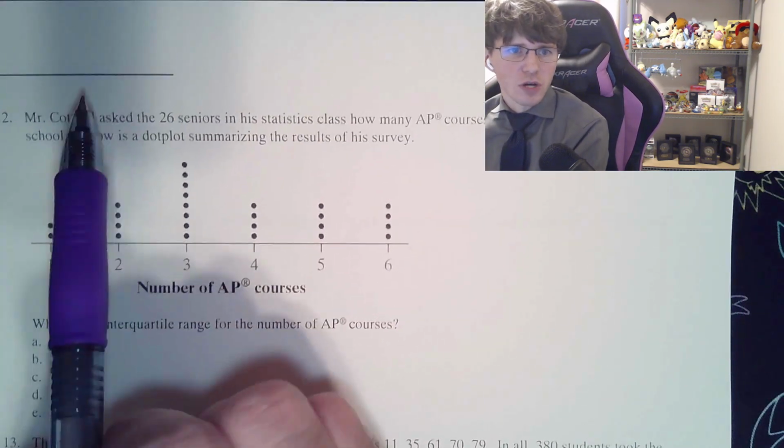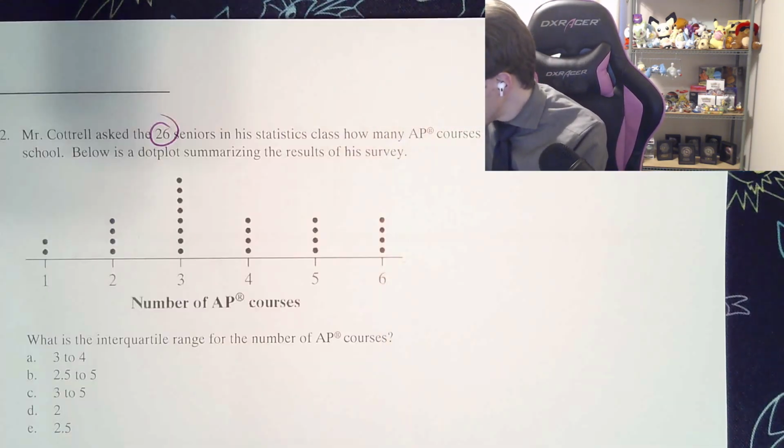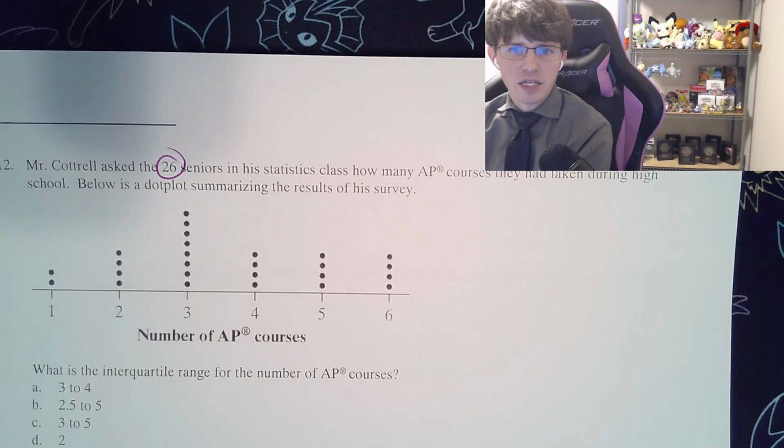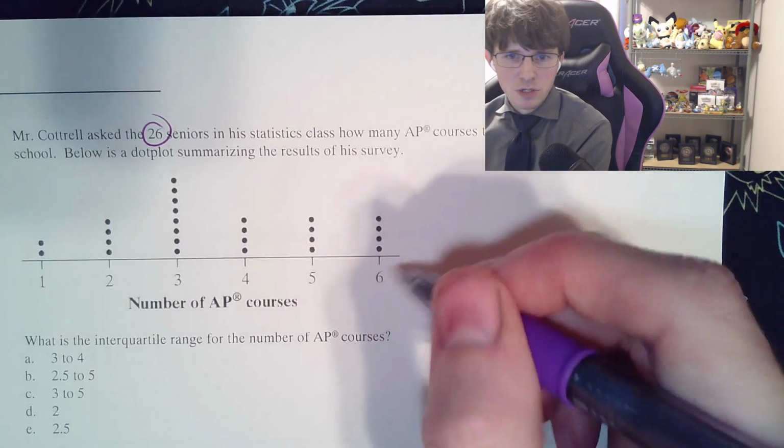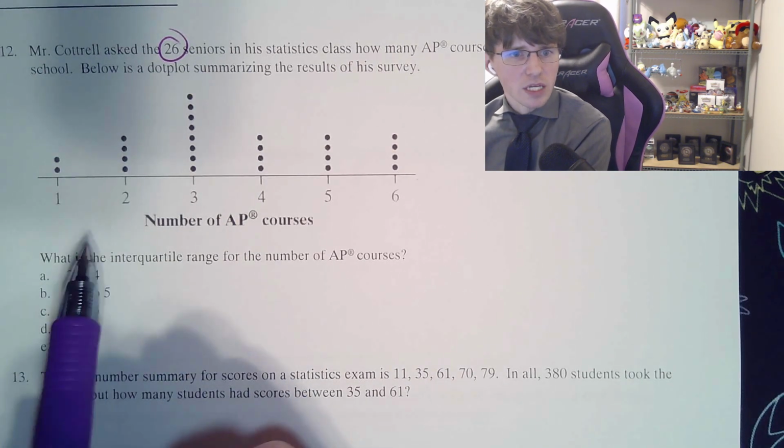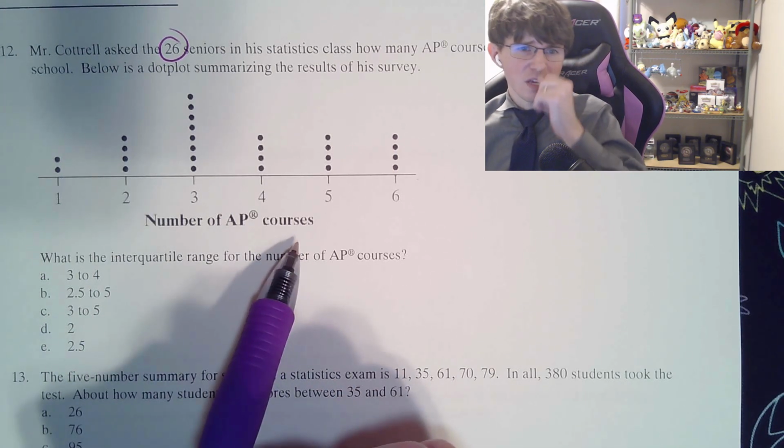Here we go. Mr. Cottrell asked 26 seniors in a statistics class how many AP courses they had taken during high school. Below is a box dot plot summarizing the results of his survey. Mr. Richards is over here with a 9. All right, what is the interquartile range for the number of AP courses?